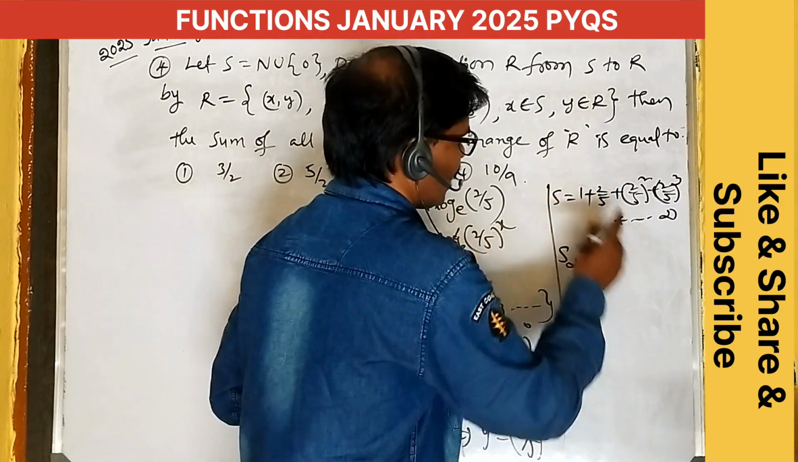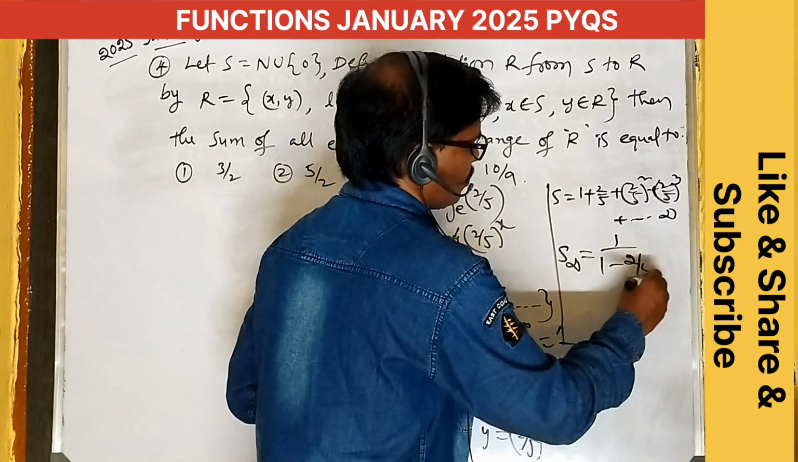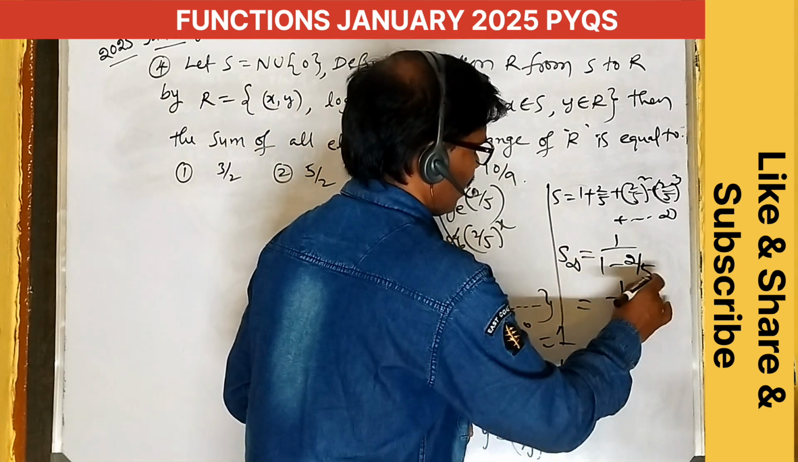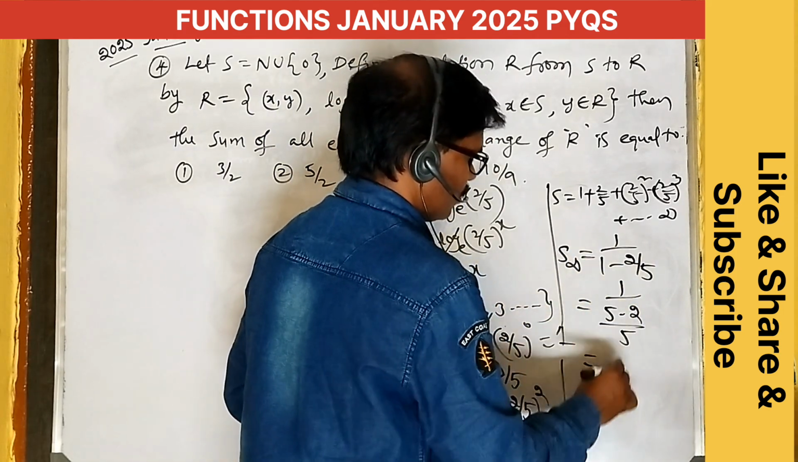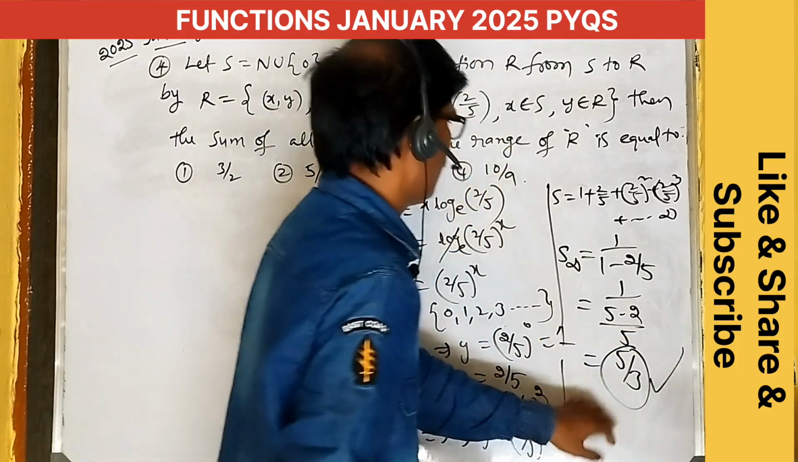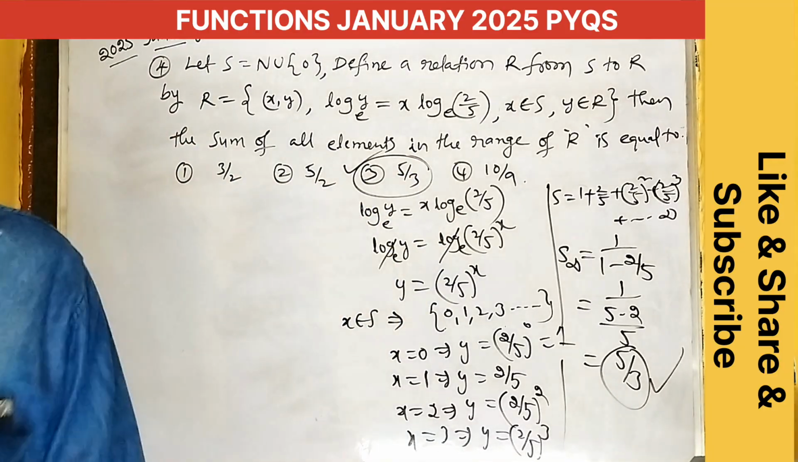What is the A value? A is equal to 1. R is equal to 2 by 5. The summation S infinity is 1 by 1 minus 2 by 5, which equals 5 by 3. 5 by 3 is the correct answer. Option 3 is correct.